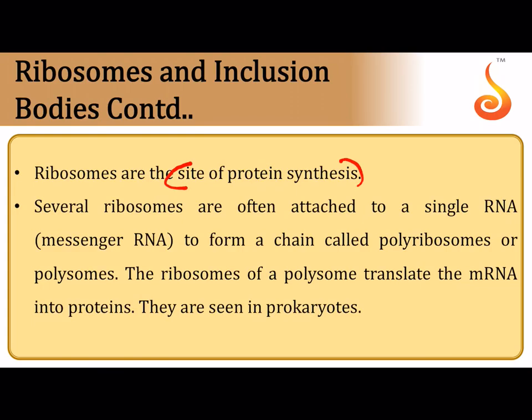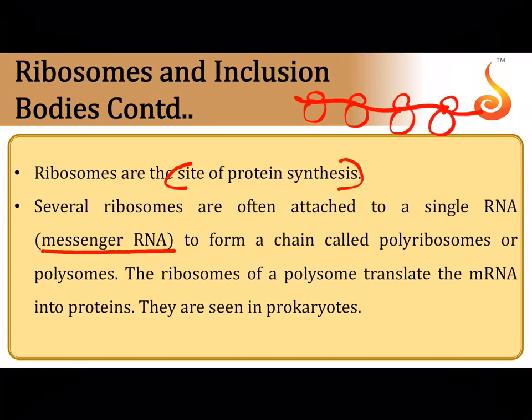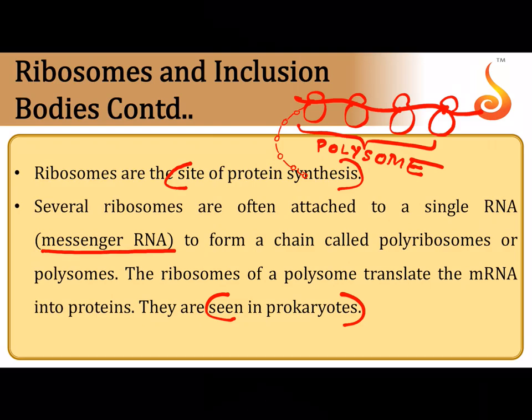Ribosomes are the principal sites of protein synthesis. Sometimes there is a thread-like messenger RNA which holds all the ribosomes together. See how the messenger RNA is holding all the ribosomes together, and this complex is referred to as a polyribosome, or simply a polysome. A polyribosome or polysome is an mRNA which holds together a string of ribosomes, and that means proteins are getting synthesized here. So these beaded structures represent proteins. Basically these are active sites of protein synthesis, and these are seen in prokaryotes.